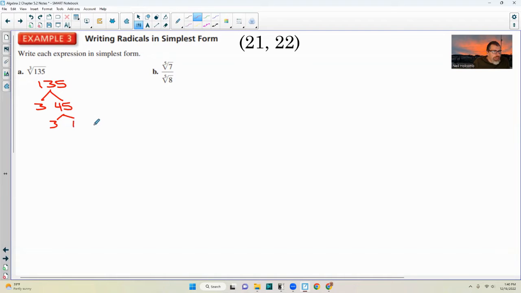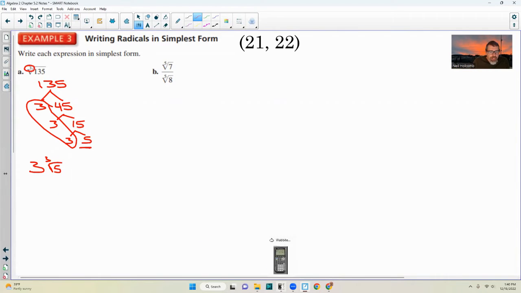3 goes into 4 once, remainder of 1. 3 goes into 15 5 times. 5 plus 1 is 6, 3 will go into 6. So I get 3 3s, and our index is 3. So 3 3s become one 3 outside. The 5 left over stays as a cube root of 5. So that's how you do simplification of a cube root using a factor tree. So it's 3 cube root of 5.